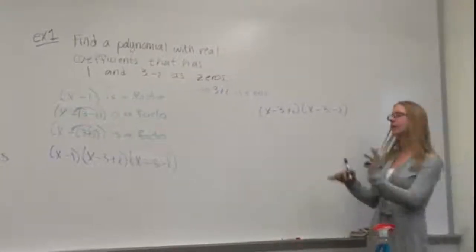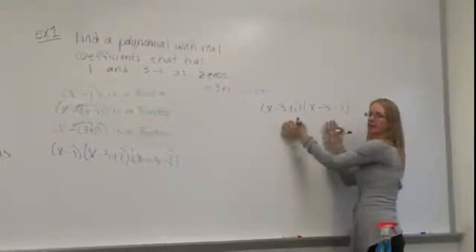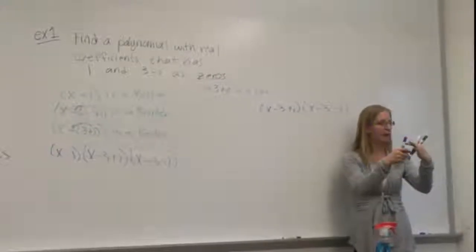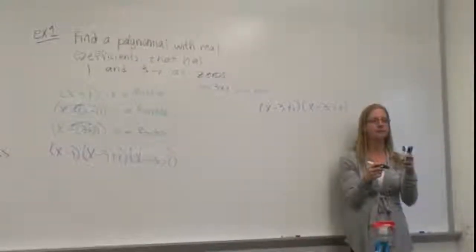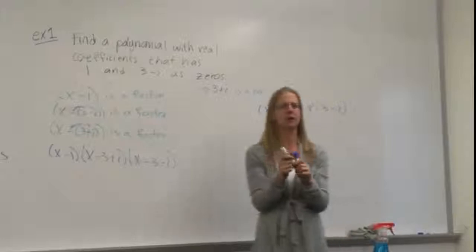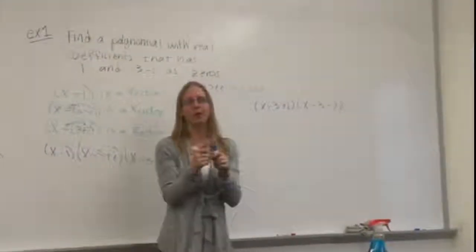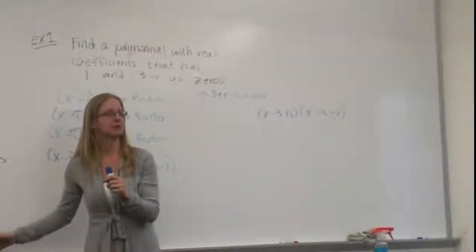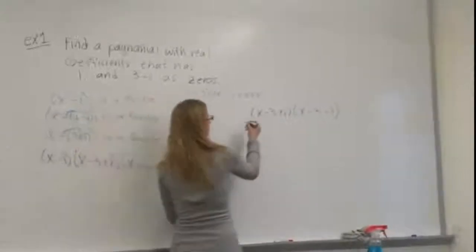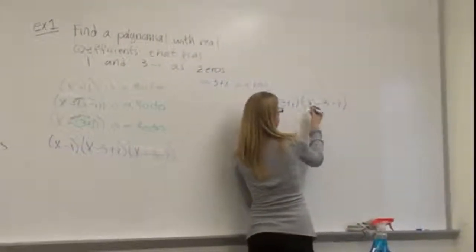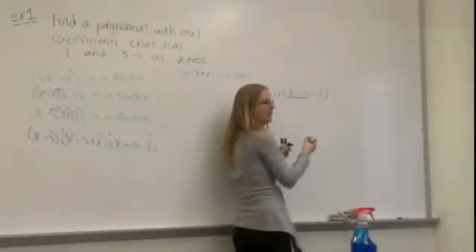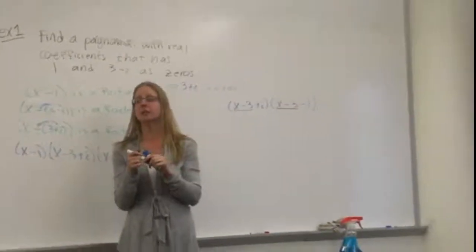Okay, so notice these two factors that I'm trying to multiply. Are they almost similar? Really darn close, right? What's different? Plus i, minus i. So you can take out the negative. They're conjugates of each other, right? This has an x minus 3 plus i. This has an x minus 3 minus i. They are conjugates of each other.